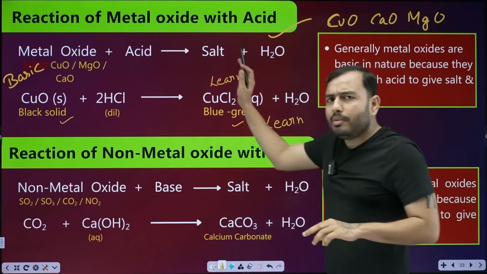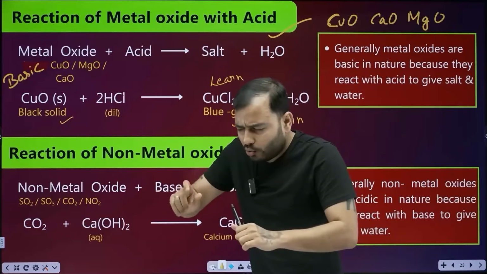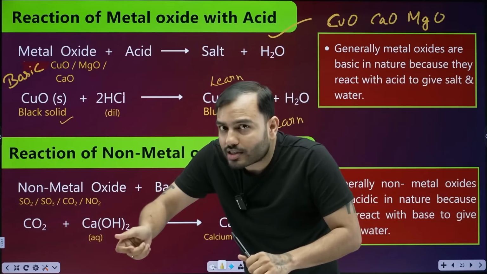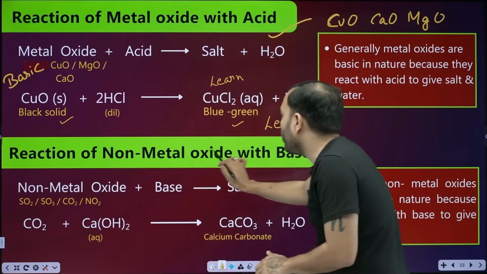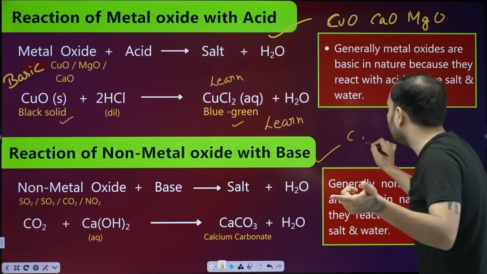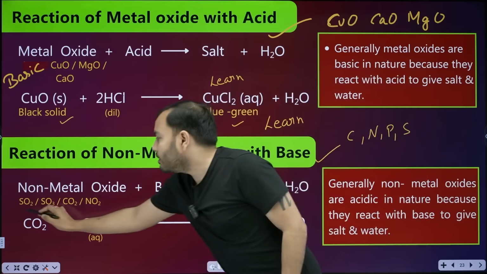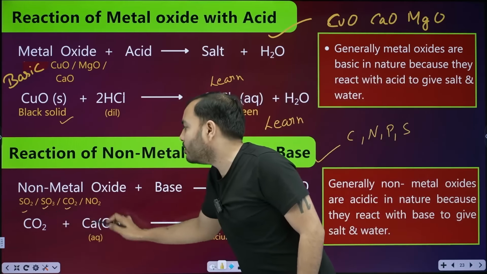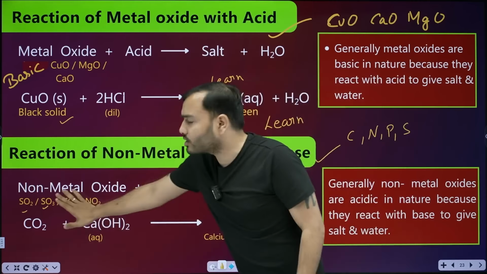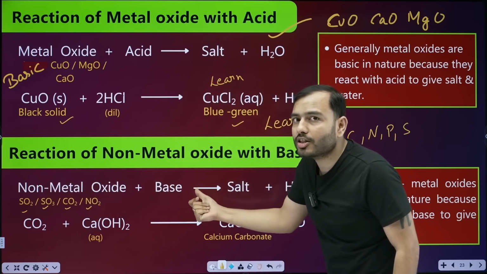Just the opposite of what we did with metal oxide reacting with acid, now do the reaction of non-metal oxide with base. Which are non-metals? Carbon, nitrogen, phosphorus, sulfur. Their oxides are sulfur dioxide, sulfur trioxide, carbon dioxide, nitrogen dioxide. So we pick carbon dioxide, the oxide of a non-metal, and react it with a base.